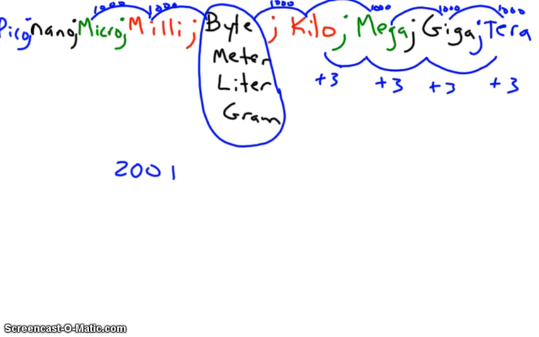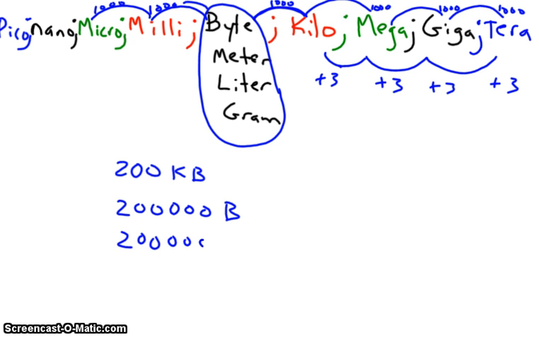Now, for instance, I'll say that I have 200 kilobytes. Well, I want to find out how many millibytes I have. So if I go back, I know there's 1,000 bytes in a kilo, so I would have 200 plus 3 more zeros. And that's how many bytes I have. Well, I want to find out how many millibytes, because that's what we said at first. That's 3 more zeros.